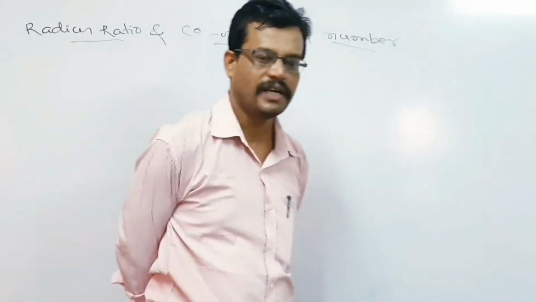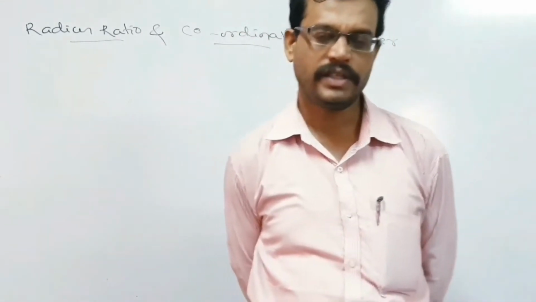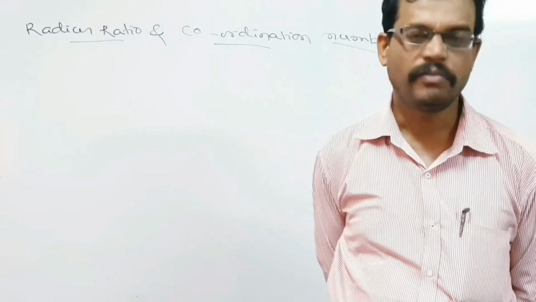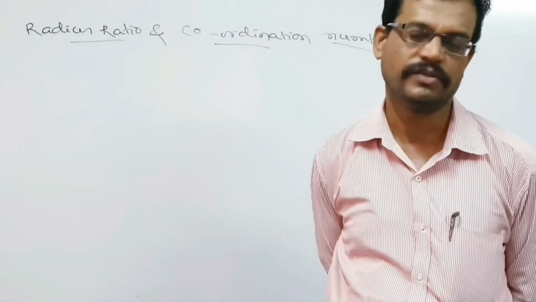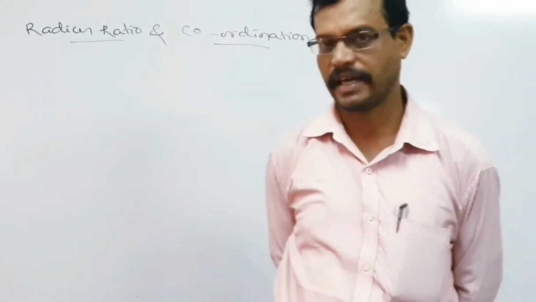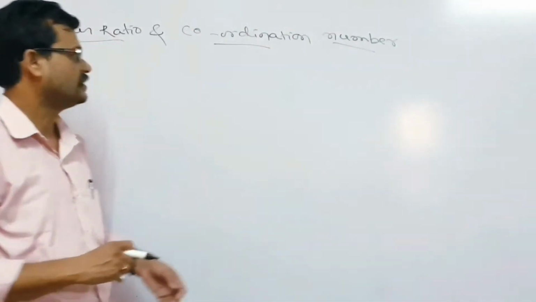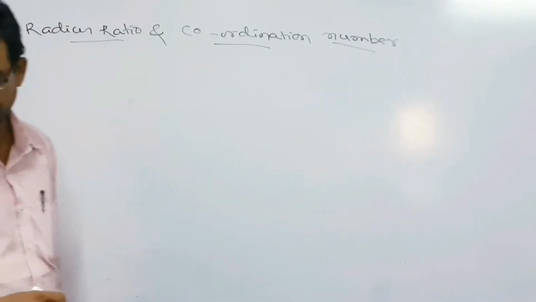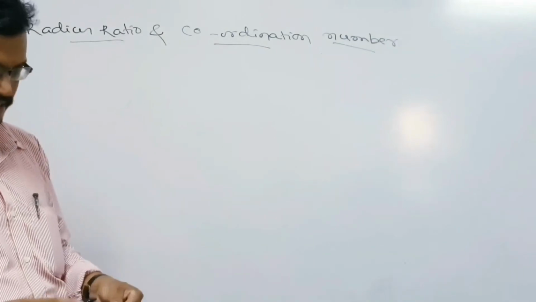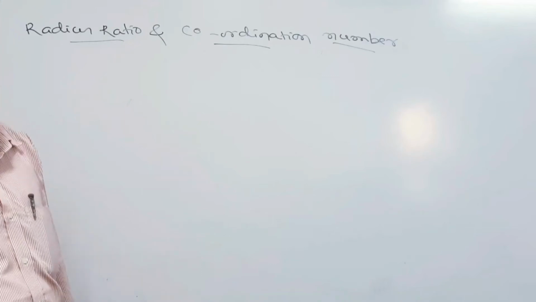Radius ratio: any ionic solid consists of oppositely charged ions, that is cations and anions. When these cations and anions come close to each other, what happens? They are oppositely charged ions and they are tightly held. Since they are tightly held, they form ionic solids. In this case, the size of the anions is greater than the size of the cations.